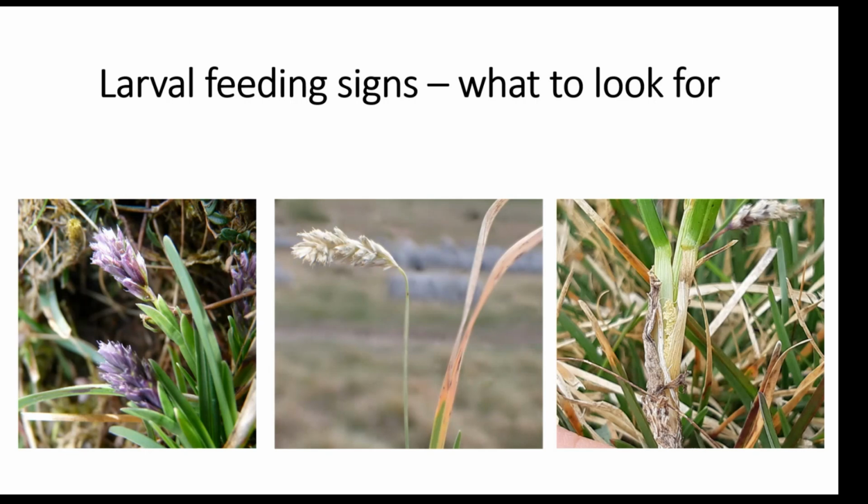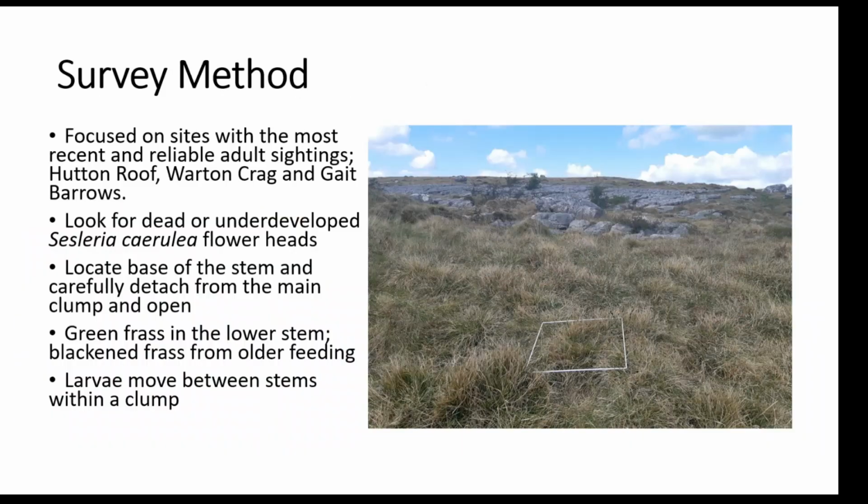So Sesleria flowers quite early in spring, sort of March, April, and very quickly you can see these dead and stunted flowering spikes. And if you get down and have a look in the stem, you can find frass. It's usually green when the feeding is quite fresh, and that blackens quite quickly as they move between stems within a clump.